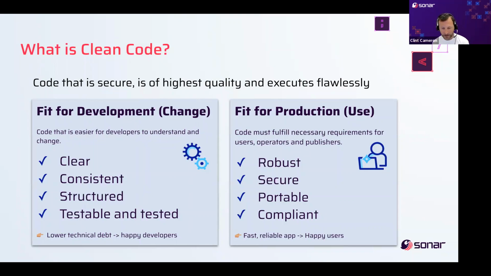And on the other hand, we can talk about the code being fit for usage, right? Fit for production. So it must fulfill the necessary requirements for users, for the operators, and the publishers. It means it's robust. It means it's secure, compliant, and nicely portable. And so that leads to a fast, reliable application, and that means happy users.